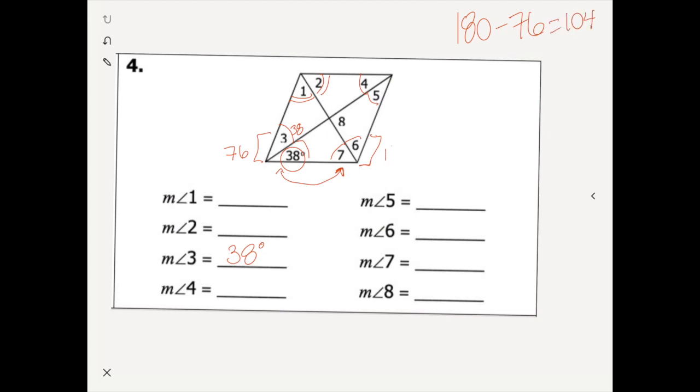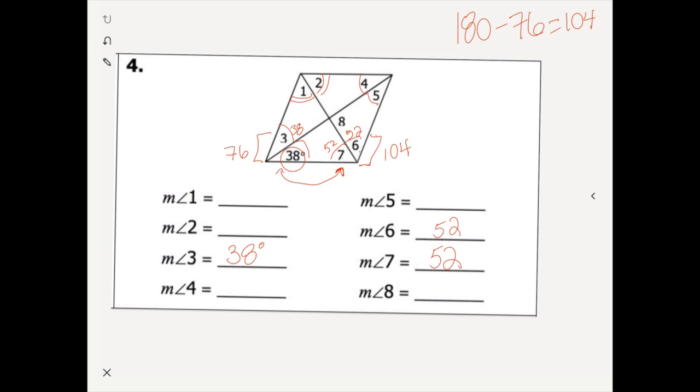Now this whole angle is 104, but 7 and 6 have to be congruent. So if you divide 104 by 2, you'll see that this is 52 and this is also 52. 52 and 52 gives us 104. So that's 6 and 7. So we know that these are 52. Remember, opposite angles are congruent, or another property that can apply is that alternate interior angles are congruent.